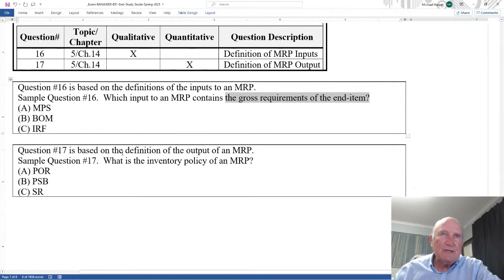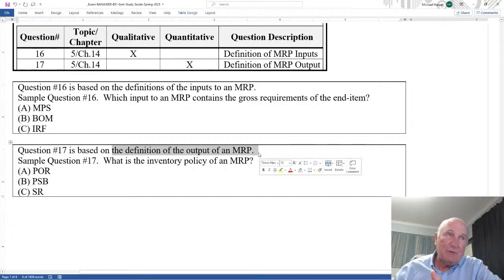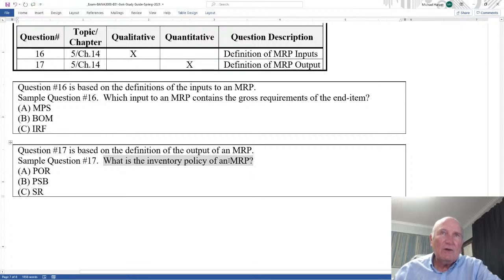Question 17 is based on definition of the output of the MRP. Well, the output are numbers. So what is the inventory policy? And this would be the exact wording, the exact question. What is the inventory policy of an MRP? It's the planned order release row. Now, I say POR, projected stock balance, scheduled receipts. In the exam, I will not say POR, PSB, and SR. I will express it a different way.